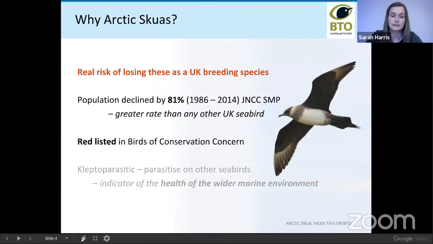It's a red listed species of birds of conservation concern, and it could also be quite a good indicator of the health of the wider marine environment. These birds will steal food from other seabirds, so they're kind of the top of the food chain there, so can give us a bit of an indication of what's going on.